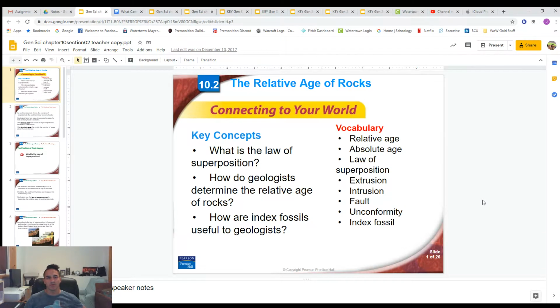In this video, we're going to be going over the chapter 10.2 notes on the relative age of rocks. So in this section, we're going to be talking about the law of superposition, how geologists use that to determine the relative age of rocks, as well as how index fossils are used.